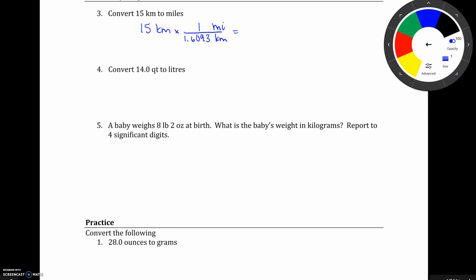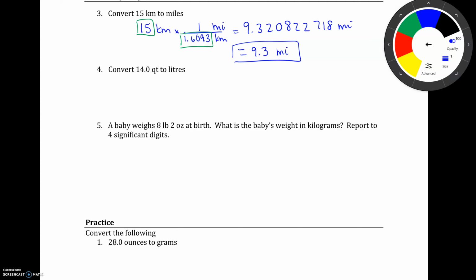Okay. And in this case, because my conversion factor, the piece that's not 1, is in the denominator, I'm going to enter in 15 divided by 1.6093 into my calculator and press equals. It comes out to 9.3208222718 miles. Rounding to match the significant digits we started with, we'd be rounding to 2 significant digits. My answer is 9.3 miles.